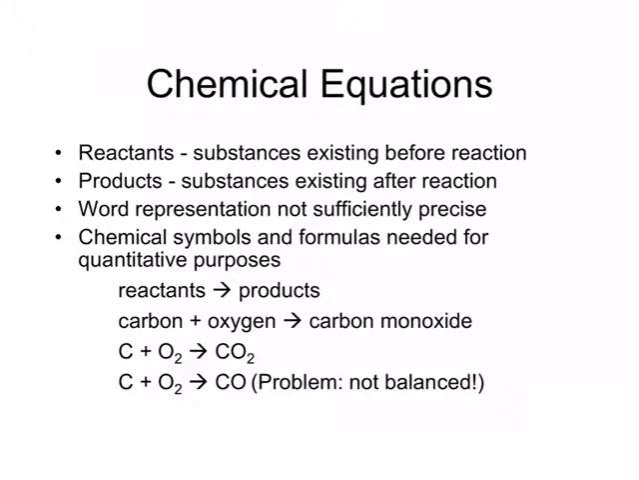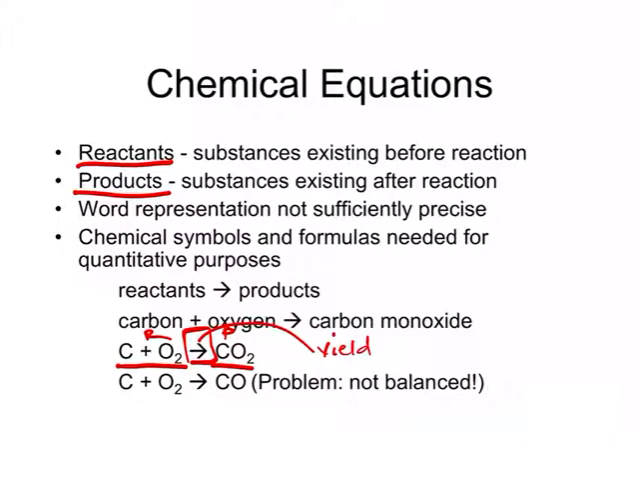These are some more terms that you need to know. Reactants are substances that are before the reaction, so that would be these guys right here. Those are the reactants. The products are the substances after, so these are the products. And this arrow is called a yield sign. That's kind of like the equals. This says that the chemical symbols and formulas are needed for quantitative purposes.